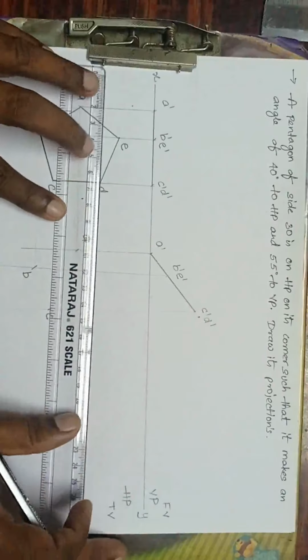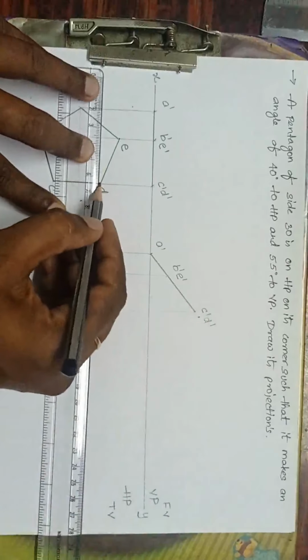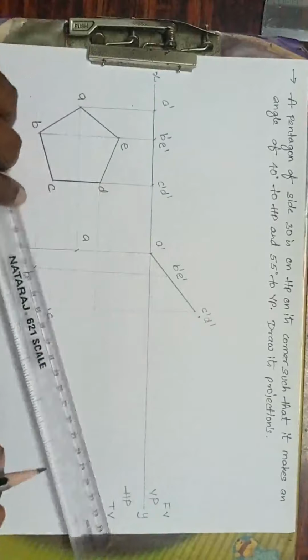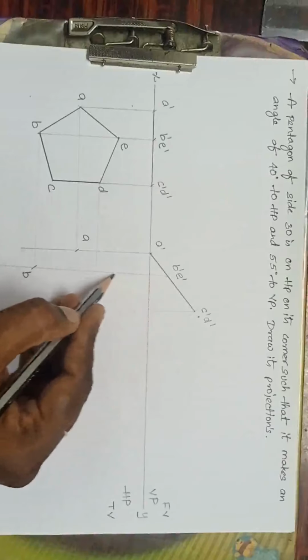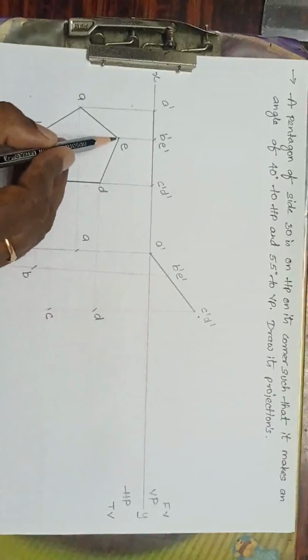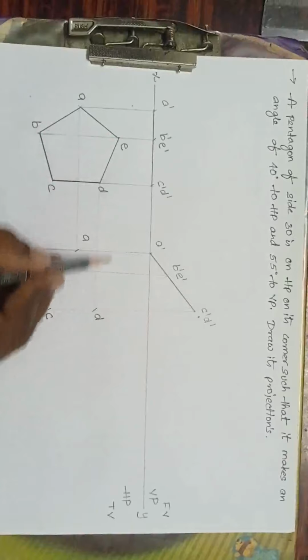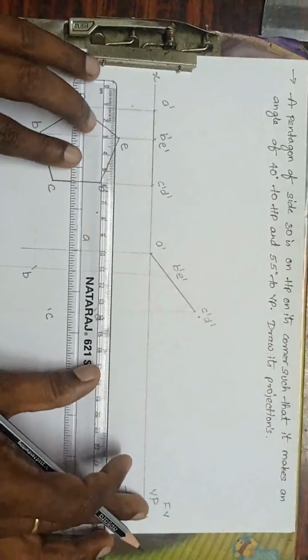Now from D dash, perpendicular line. Now from D, horizontal line. The meeting point is D. See here. Next, from E also, perpendicular line. From this E dash, perpendicular line. From E, horizontal line.